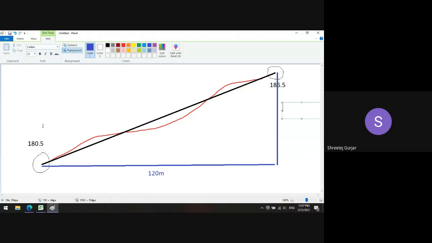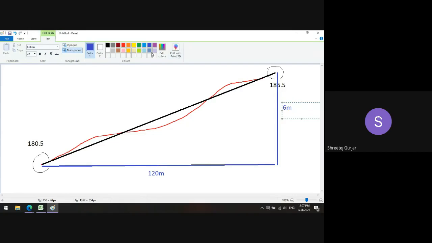186.5 minus 180.5. How much is it? How much is the height? 186.5 minus 180.5. 6 meters, sir. 6 meters, right? 6 meters.